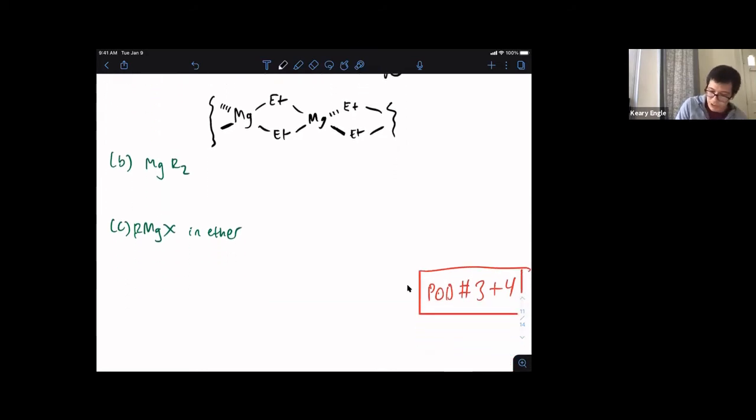There are some exceptions. These aren't always, strictly speaking, polymeric, when the R group is bulky, and this would make sense if you just think about this intuitively. If you start bulking this up from a primary carbon to a secondary, tertiary R, then the ability of this to bridge decreases dramatically. So this can be monomeric if R is bulky.